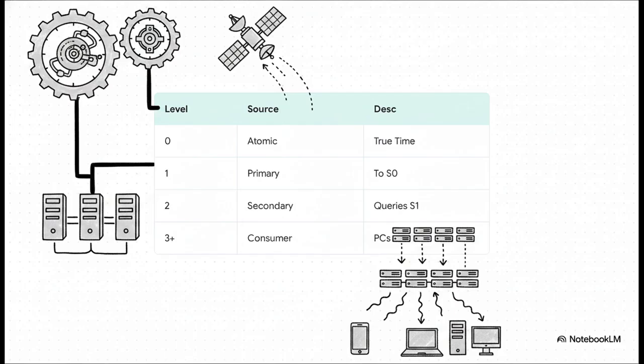And finally, as Stratum 3 and below, we find our everyday consumer devices. So the smartphone in your pocket or the laptop on your desk is pulling its time from servers run by Apple, Google, or the global NTP pool, all cascading perfectly down this trusted chain.